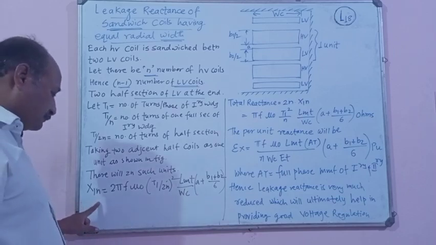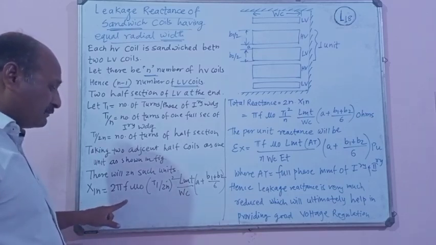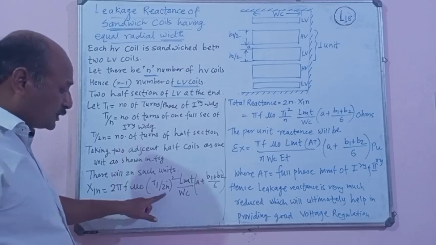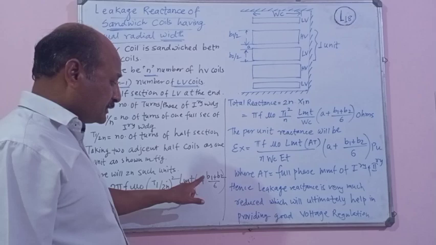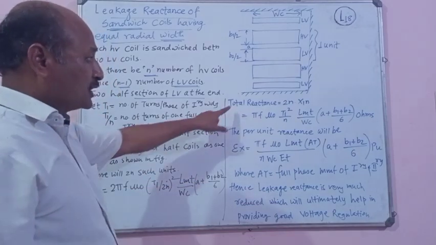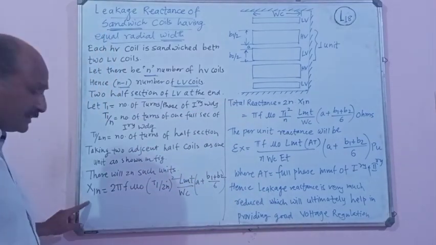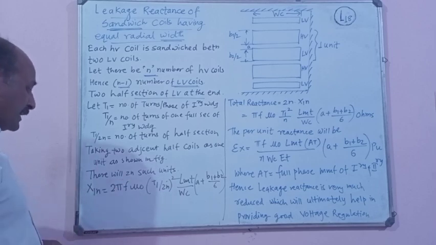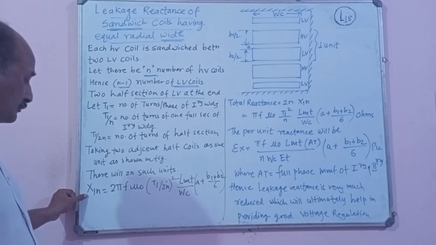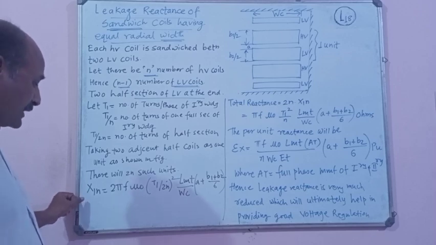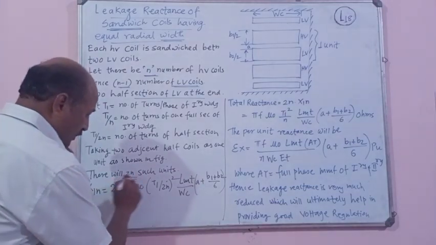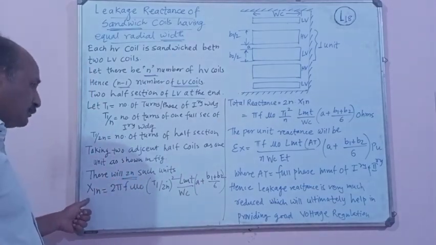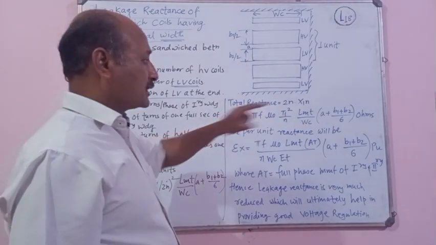So X1n equals 2 pi f mu 0 (T1 by 2n) squared LMT by LC (A + B1 + B2)/6. So the total reactance becomes X1n multiplied by 2n. Why? X1n is the leakage reactance per ampere for one unit. How many units are there? There are 2n units. So X1n multiplied by 2n will be the total reactance.